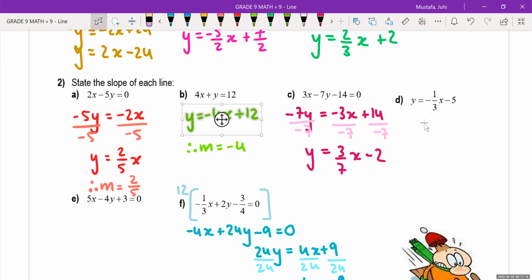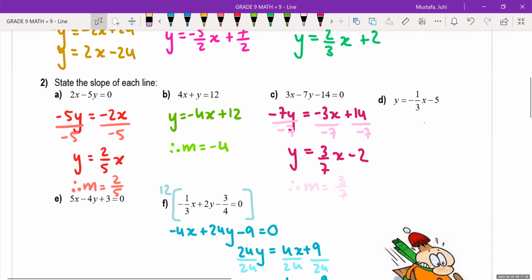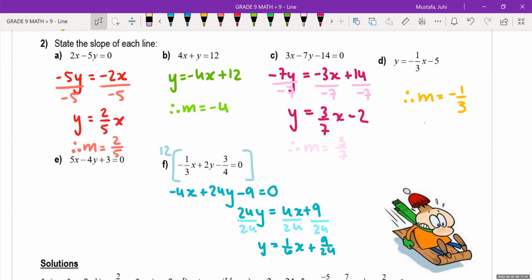Question C, I have already done. So when I rearranged it, I got y is equal to 3 over 7x minus 2. And so we can write down, therefore, the slope is just 3 over 7. How about question D? Do we need to really do anything for question D? No, it is already rearranged. So what is the slope in this question? Negative 1 over 3. Okay, can I get a volunteer to do question E?